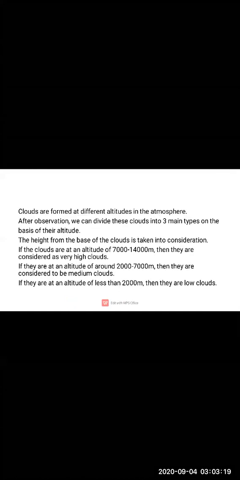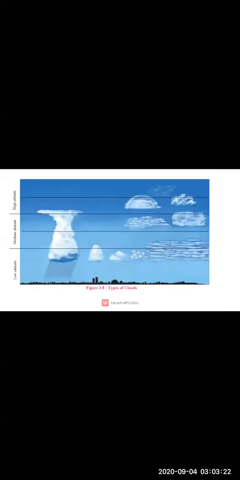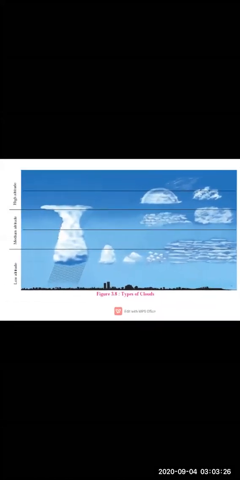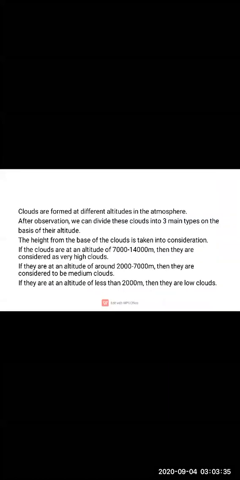See here, I will show you in this picture. We are going to study this picture in detail, but before that we have to clear two, three points, and then we will study this picture. Now, clouds are formed at different altitudes in the atmosphere, which we have seen. After observation, we can divide them into three main types, and they have their subtypes also.